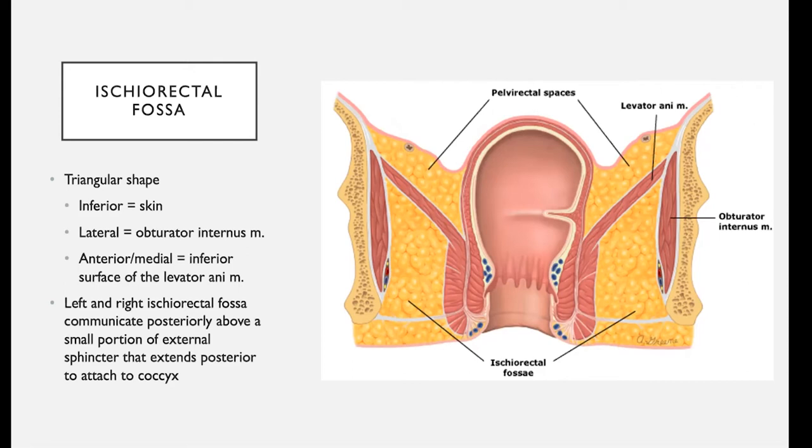You can get abscesses in the ischiorectal fossa, and it's also important to note that the left and right ischiorectal fossa do communicate posteriorly, above a small portion of external sphincter, and extend posterior to attach to the coccyx, and that becomes important later when we talk about horseshoe abscesses.